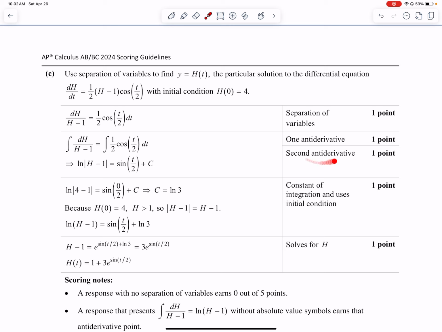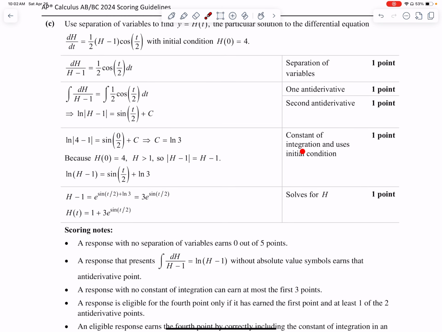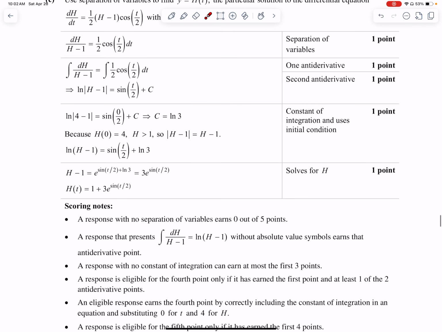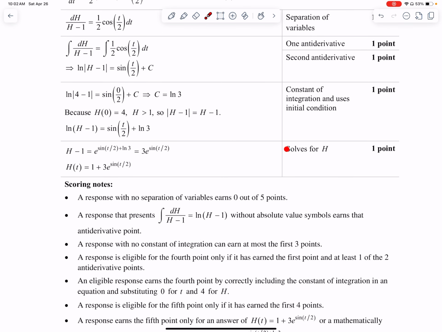And then the other 2 points were each of the antiderivatives. Sometimes, though, it's just a single point for both of them. Here they had enough points to spend, and so they gave you a point for each antiderivative, which is the same antiderivatives that we got. A point for the constant of integration and using the initial condition. And they also got the natural log of 3, just like we did. And notice that you can lose your absolute value since h is greater than 1. So they lost the absolute value right there. And then look right there, very clearly, 1 point for solving for h. And this looks exactly like the equation that we just came up with.